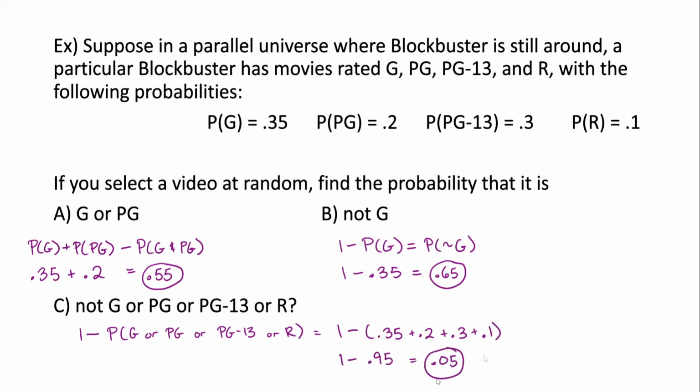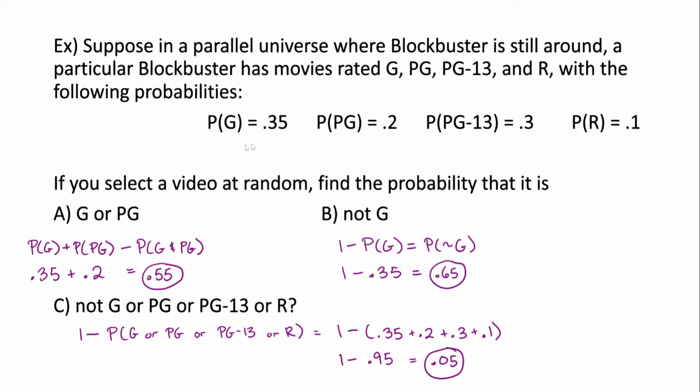And we get 0.05. Now I know this seems like a weird example because we might think, well, shouldn't it be a 0% chance of not getting a movie with one of these ratings, but there are other ratings that can exist. You have movies that are not rated. You have movies that are rated NC-17. There are other things besides these 4 ratings here.